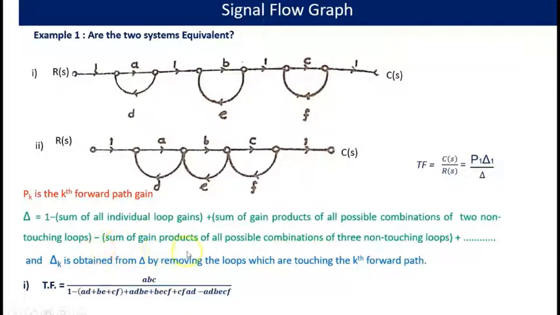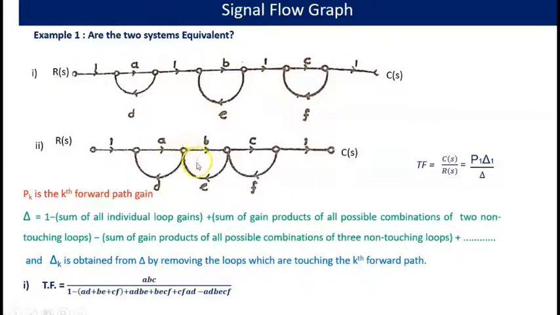Then minus sum of gain products of all possible combinations of three non-touching loops. These three loops are non-touching, and the gain product is AD into BE into CF. So again a minus sign. 1 minus sum of individual loop gains, plus sum of gain products of all possible combinations of two non-touching loops, minus sum of gain products of all possible combinations of three non-touching loops. So the transfer function for the first system is this.